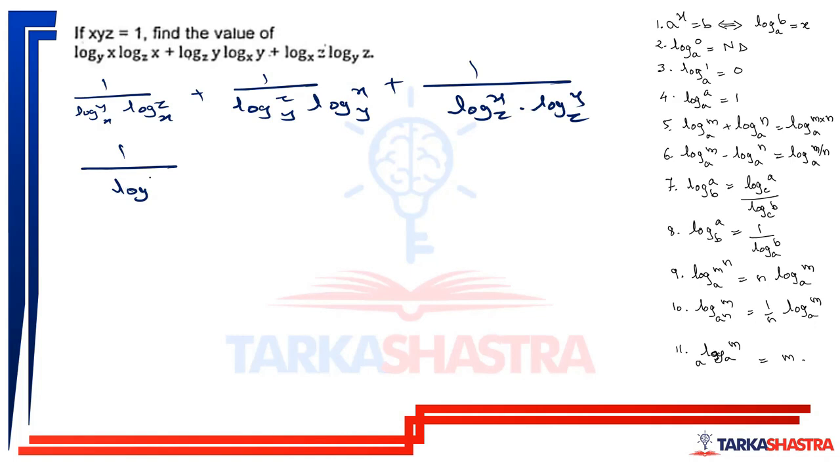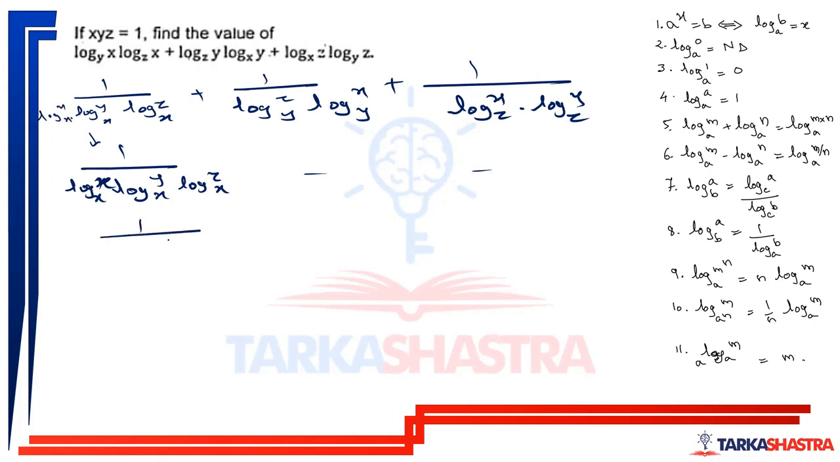Okay. Yes, we can write it something like this. It will become log y to the base x, log z to the base x, and then this is log x to the base x. Now I'll expand only this term and then explain what will come in the other two terms. So log x to the base x is 1, and I can multiply anything by 1.